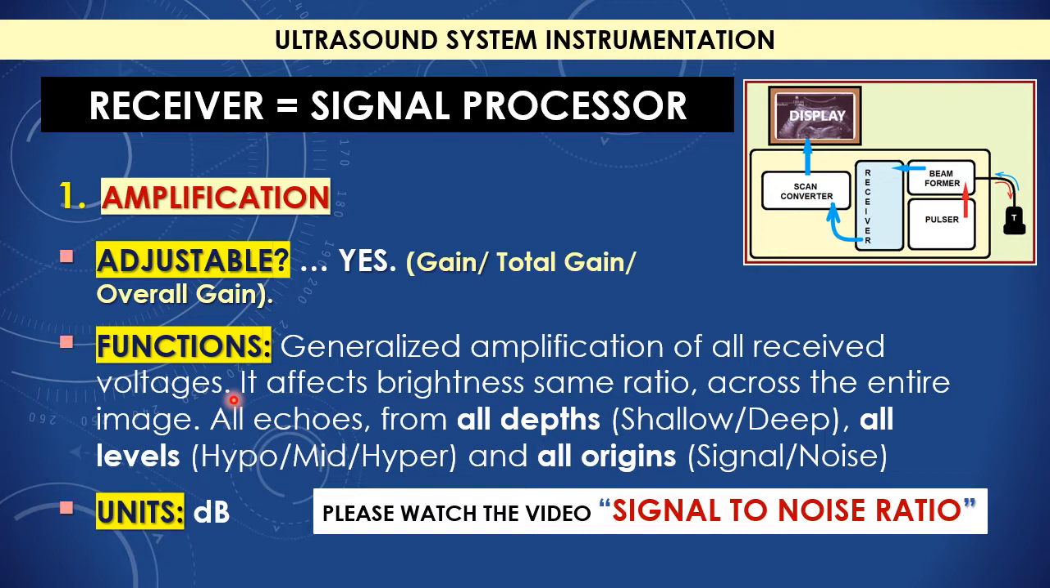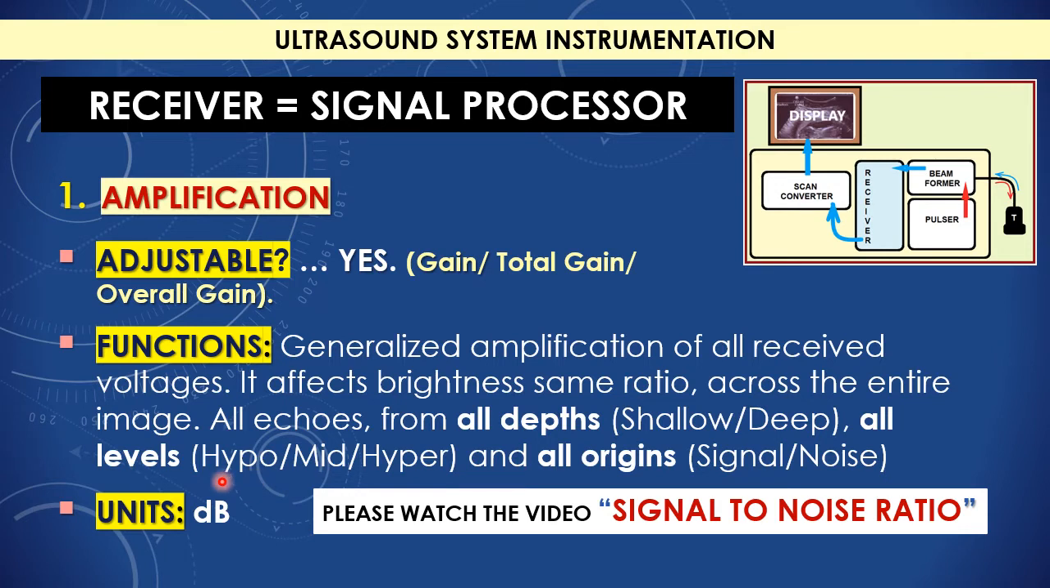What are the control keys? We have the gain, or the total gain, or the overall gain. This gives me an idea that it is magnifying everything. So it affects the brightness of the image, making it brighter all over. The entire image is amplified. The entire image becomes brighter from all the echoes. All the depths, for example shallow or deep, will be magnified, brighter.